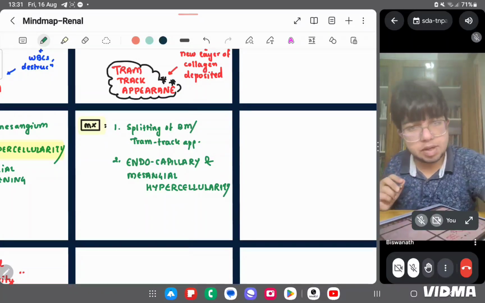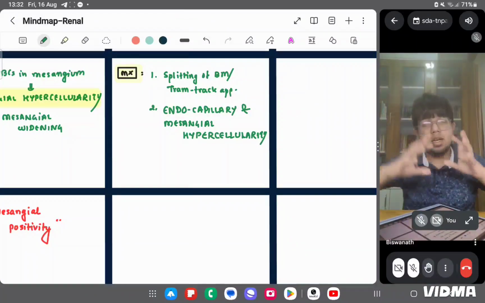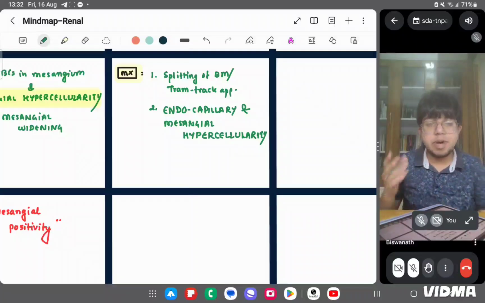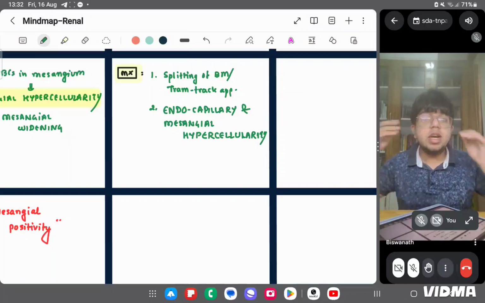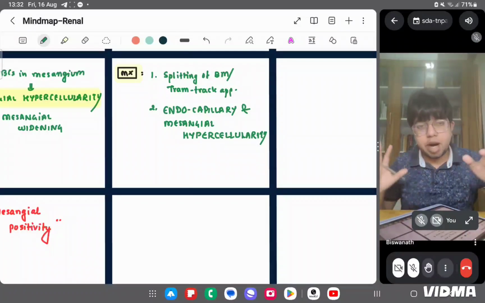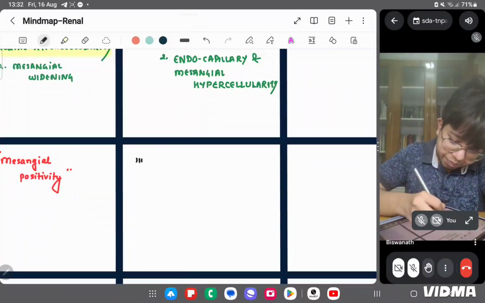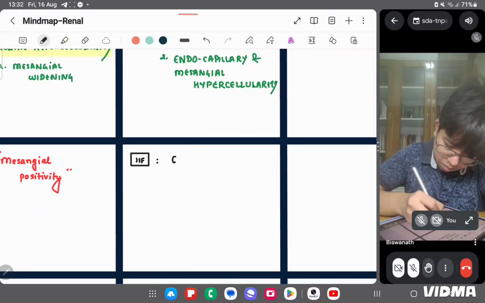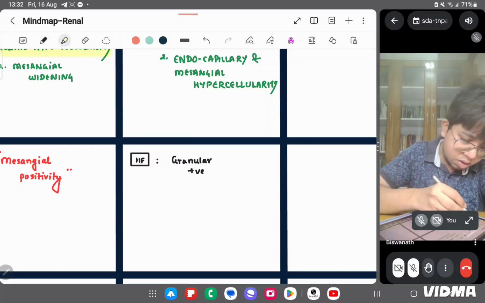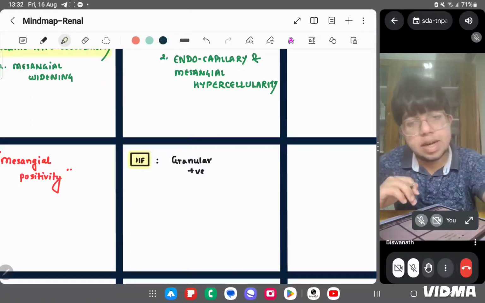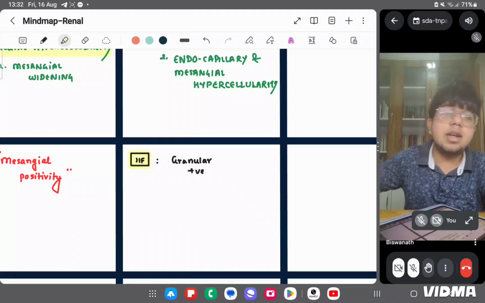Endocapillary and mesangial hypercellularity. Okay, and in immunofluorescence, again you will see a hypercellularity in a patchy format. IgG and C3 are deposited in the wall. Also it is deposited in the mesangium. So deposition occurs in every part. So you can remember it like this. It is a granular immunofluorescence, this granular positivity. Understood? Granular positivity. And electron microscopy will be like lupus only.